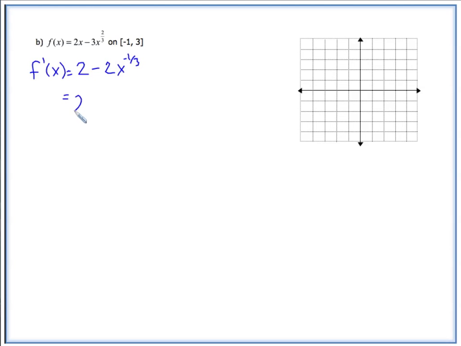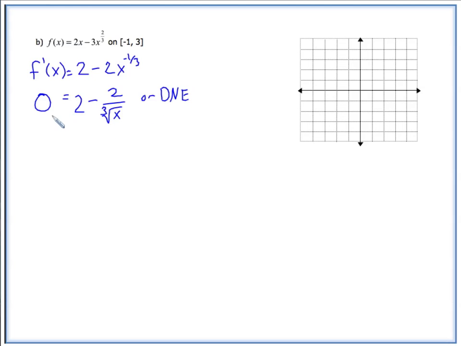So this equals 2 minus 2 over the cube root of x. Okay, so that 1/3 is the cube root right there. So what we want to do is find where this derivative equals 0 or does not exist.